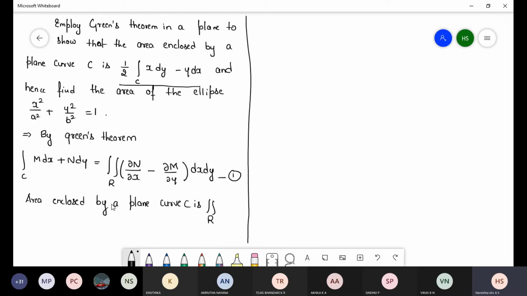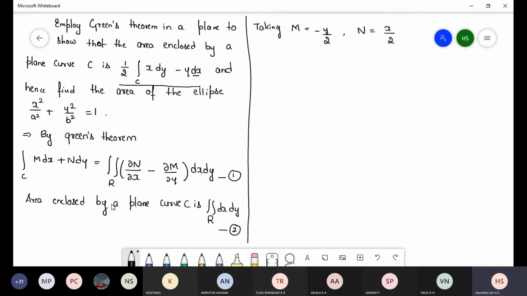There we have studied this formula. Same formula you are going to use here, that is double integral over the region R dx dy. Now they have already mentioned the curve here, so I will take directly M and N. M is always the coefficient of dx. So which sign do we have to write? M is minus y by 2. N is x by 2.